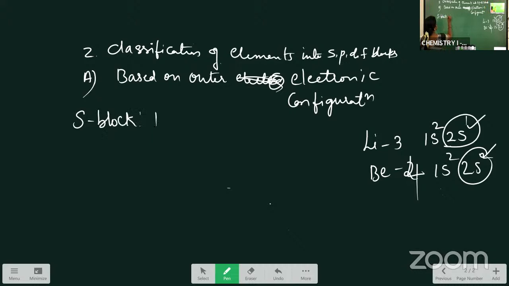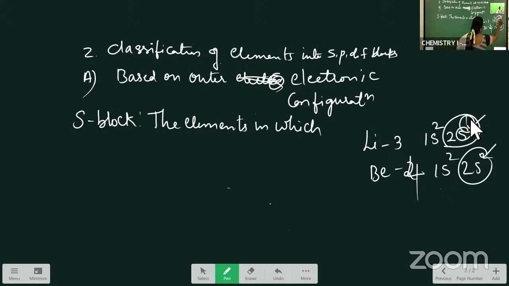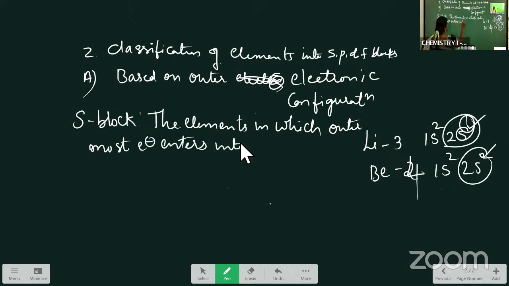What is S block? The elements in which the outermost electron enters into the S subshell are called S block elements. The elements in which outermost electron enters into S subshell are called as S block elements.